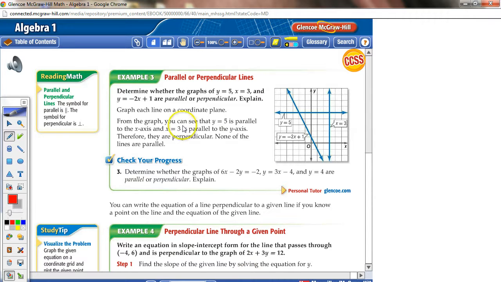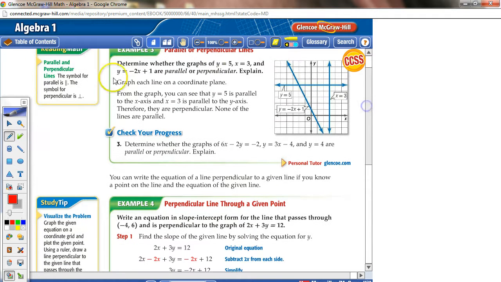Alright, so here you have a question asking, determine whether the graphs y equals 5, x equals 3, and y equals -2x plus 1 are parallel or perpendicular. Okay, so here are your graphs. The only thing we see here are y equals 5 and x equals 3 being perpendicular. That has a nice 90-degree angle. But everything else doesn't look to have any relevance. Okay, so none of them are parallel. It's just those two lines that are perpendicular.